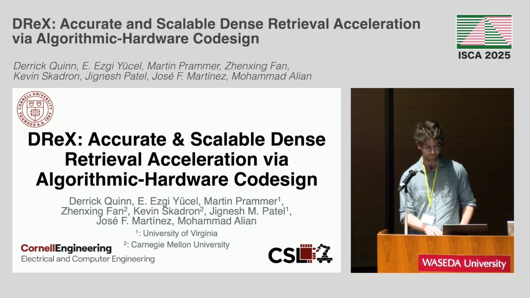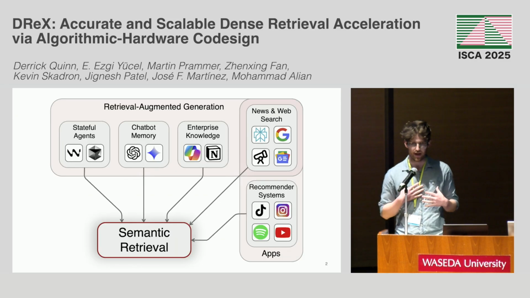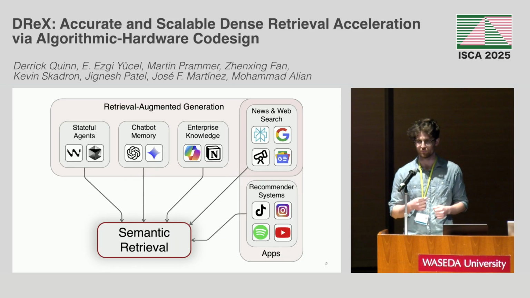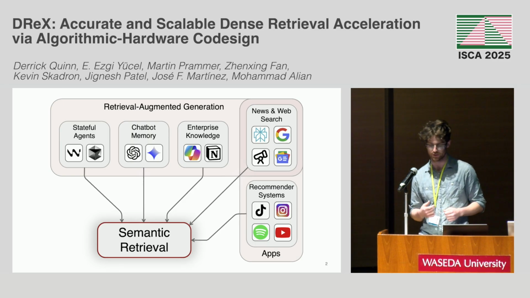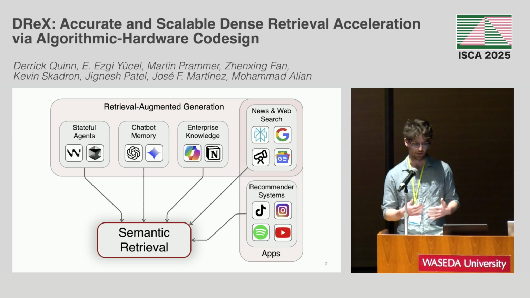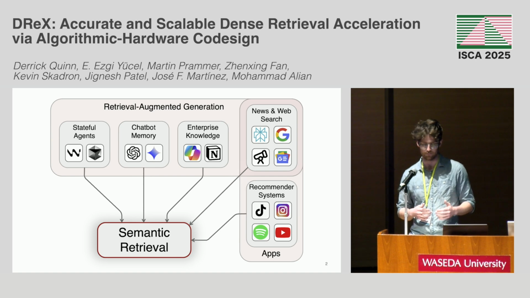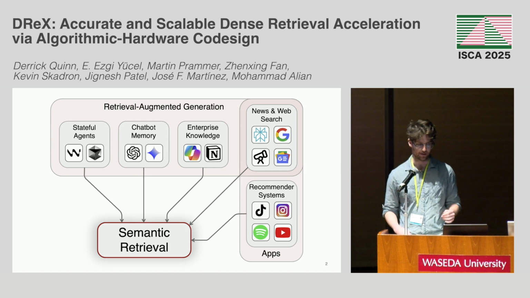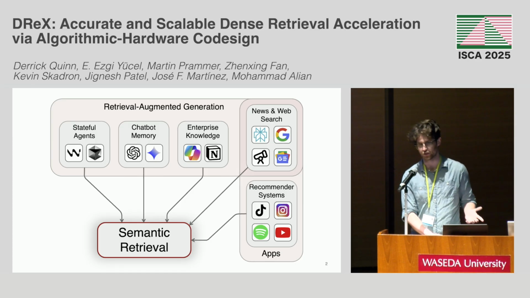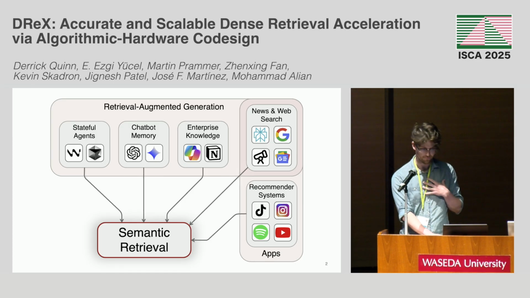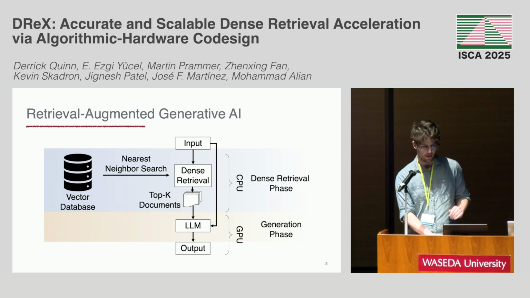It's called DReX. So first of all, at a high level, for why this dense retrieval problem is important, dense retrieval is really used to implement semantic retrieval, which is based off of meaning rather than things like keywords. And it powers a lot of apps, including some traditional apps that I've got here on the right-hand side. But we really focus in this work on retrieval augmented generation, things like chatbots and stateful agents. Dense retrieval is very useful for that.